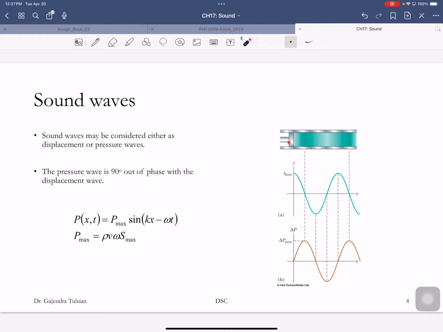Let's look at this. When this moves to the right, it compresses the air closest to it, and when it moves to the left, a slightly lower pressure is generated. So you have higher density, lower density, higher density, and this pattern travels. You can think of the sound wave as a pressure wave: higher pressure, lower pressure, higher pressure, and so on. So this pressure wave travels. Also, let me show you an illustration.